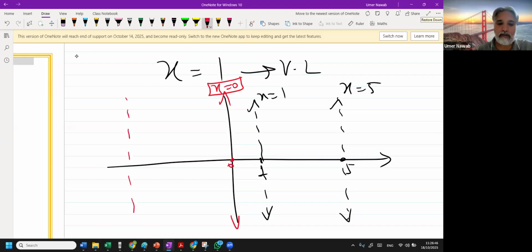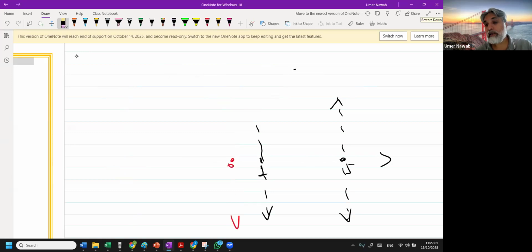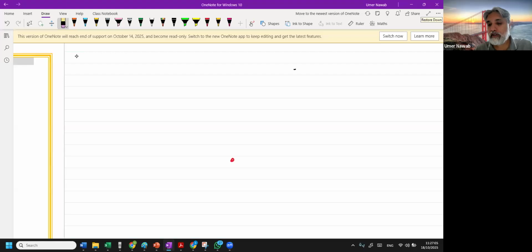So can I write the equation of a line which is parallel to the y-axis but cutting the x-axis at -6? What is the equation of this line? X is equal to -6. So Alhamdulillah, so far we understand how to write the horizontal and the vertical equation. Horizontal equation is y is equal to something and vertical equation is x is equal to something.